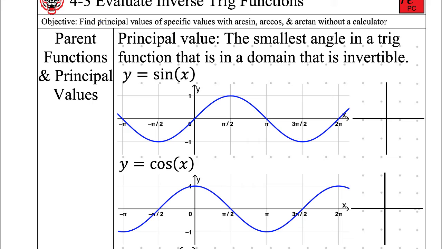So, first of all, this word here, principal value in our objective, what does that mean? There are a lot of different ways to define it, but I think the easiest way is just it's the smallest angle. I have a bunch of extra stuff, but just think of this: it's the smallest angle whenever I ask you the inverse function of sine. Again, it pairs with inverse trig functions. More specifically, it has to be the smallest angle that is in a domain that is invertible. And I'll talk about that in a sec.